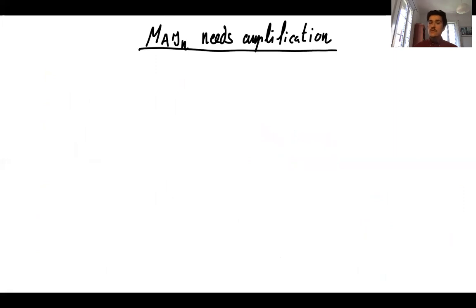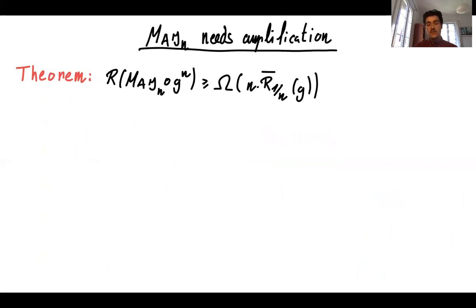We want to say that the majority function needs amplification. So our theorem is the following. The randomized query complexity of majority composed with G is at least n times the average case randomized query complexity of G with error amplified to 1/n. We have n instead of the randomized query complexity of majority because those are equal. Actually, you can use a minimax theorem to prove that the randomized query complexity of majority is at least omega of n.